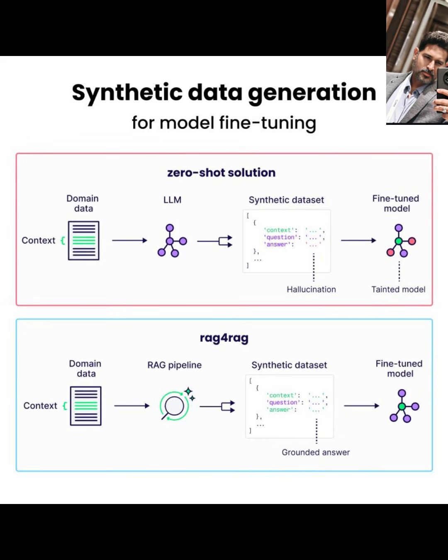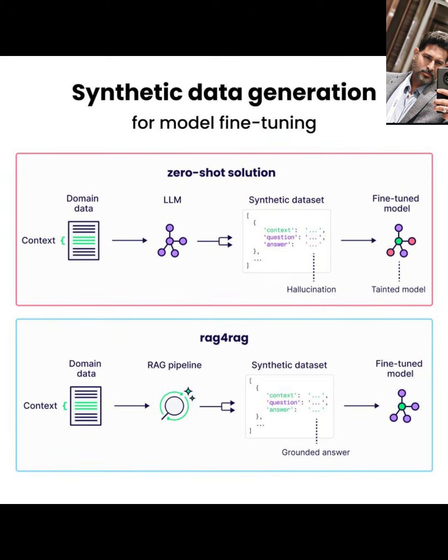Because it's constantly referring back to and pulling from the actual source documents, the output is much more likely to be accurate and factually consistent. This gives us what the diagram calls a grounded answer. The synthetic data is anchored, or grounded, in the original context. And when you use this higher quality, grounded synthetic data to fine-tune your model, you get a much better, more reliable, and accurate fine-tuned model.